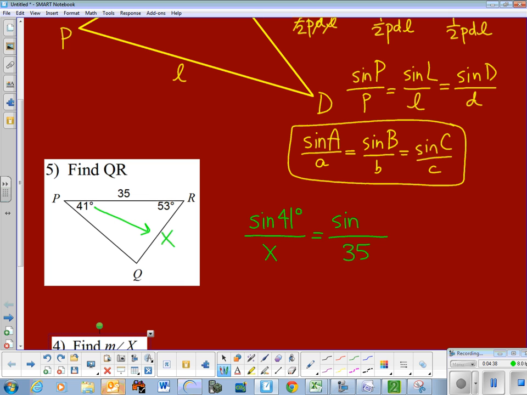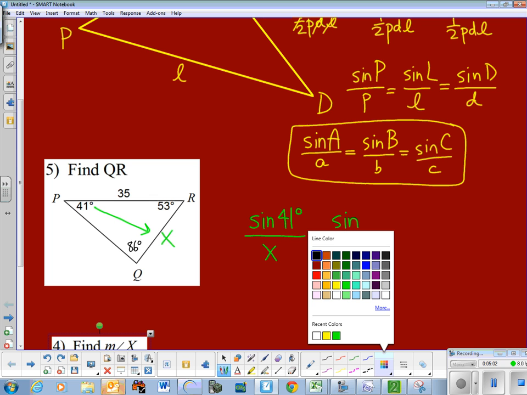That's easy though, because all triangles need to add up to 180. So I need to do 180 minus 41 minus 53, which is, let's see, 41 and 53 is 94, which means this one would be 86. I should have done that beforehand, but I didn't recognize the fact that I needed angle Q. No big deal.